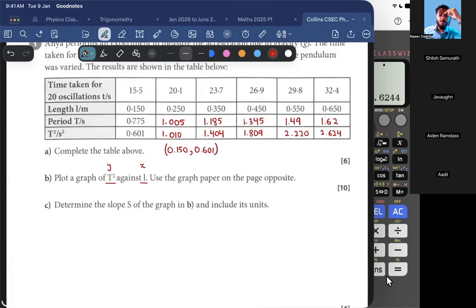No, Adil, let's be realistic. Do you think we'll be able to show three decimal places on our graph, or two decimal places? Logically, no, sir. So what I'm going to do is round everything to two decimal places for the graph's sake. My first point is y by t squared against x by l. So my first point is 0.15 and, rounded to two decimal places, what will that be, Adil?